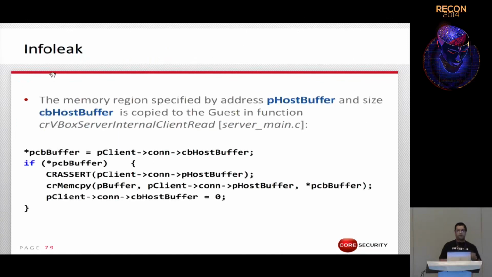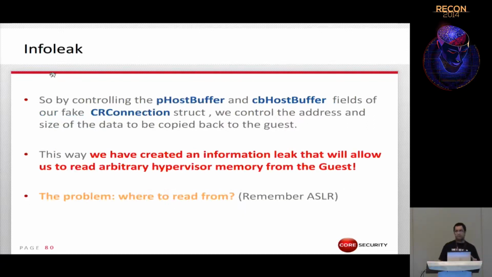When the Chromium server finishes processing my rendering commands, it will reach this code in which it will copy the frame buffer defined by phost buffer address and cvhost buffer size from the host to the guest. So at this point, we already have control over the phost buffer address and cvhost buffer size. That means that we have created a really powerful information leak that will allow an attacker from the virtual machine to read any memory belonging to the hypervisor process. However, we still have a problem to solve, and that is where to read from. Remember ASLR on the host side.